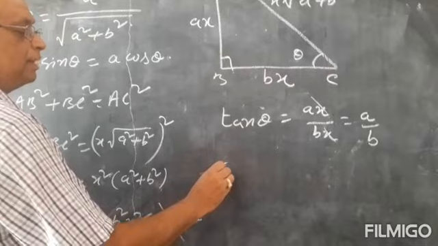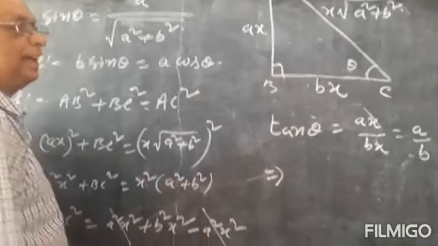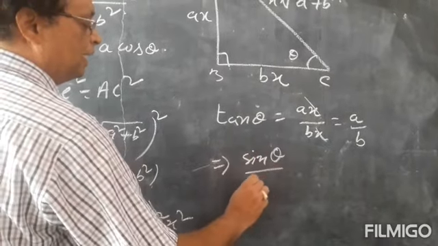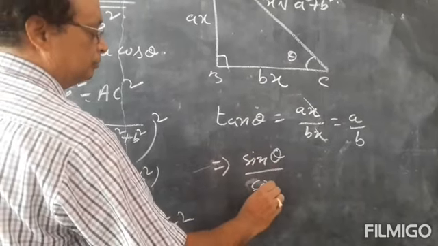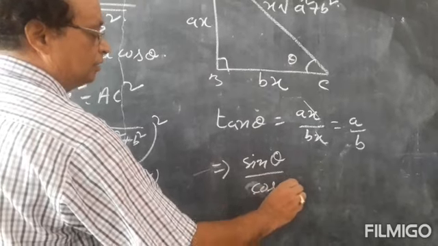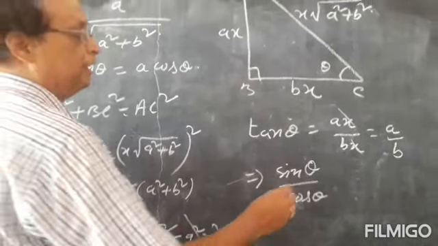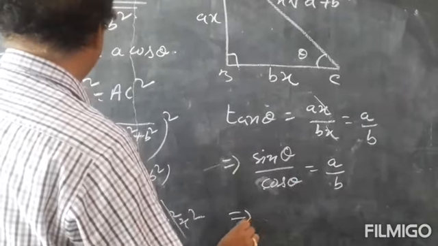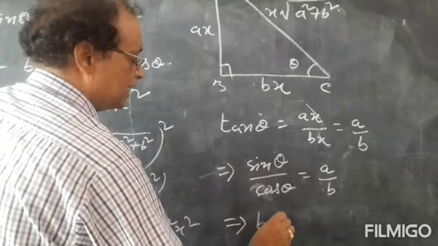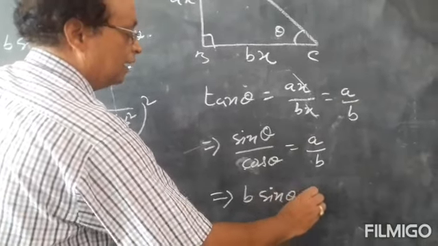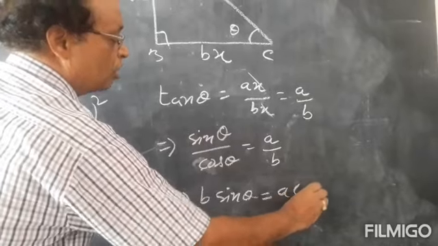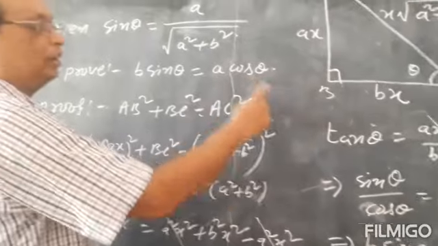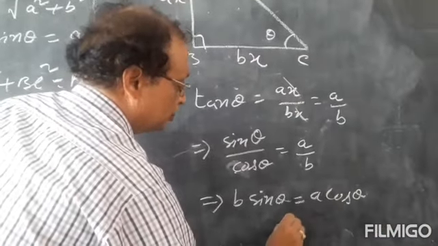Now this implies, what is tan theta? Tan theta is sin theta by cos theta. Sin by cos is tan. Sin theta by cos theta is equal to A by B. Now do the cross multiplication. B sin theta is equal to A cos theta. Clear? So this was asked to prove: B sin theta is equal to A cos theta. We got this. Hence proved.